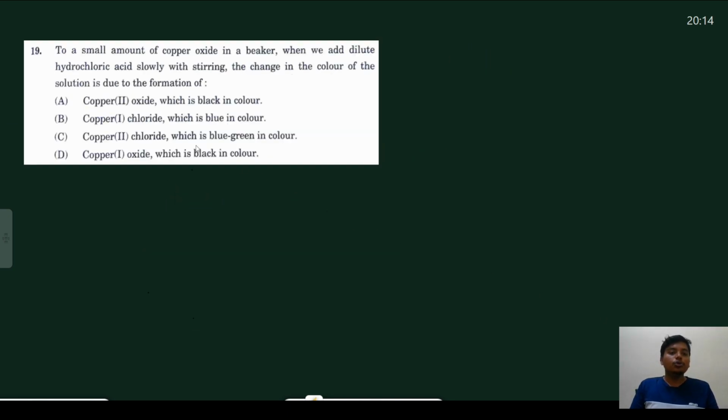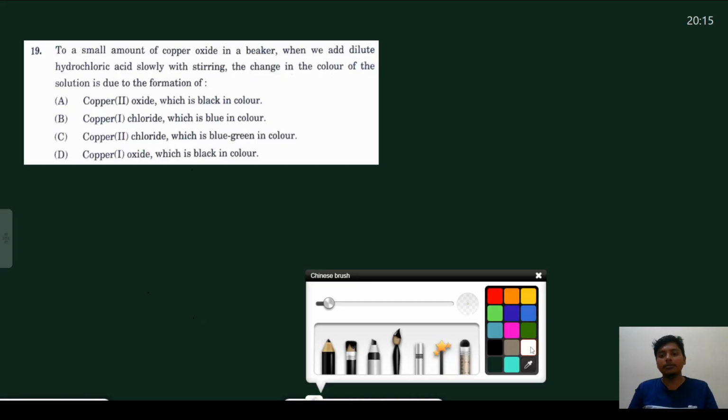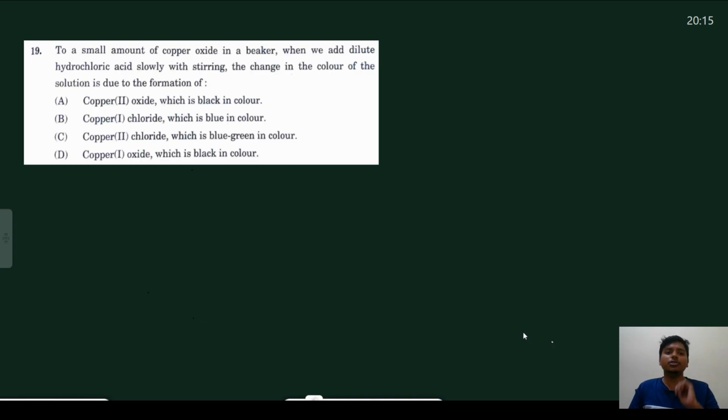Next, question 2: a small amount of copper oxide in a beaker. When we add dilute hydrochloric acid slowly with stirring, the change in the color of the solution is due to the formation of what? Very simple. When this kind of question comes, first you write the reaction and you will understand easily. Copper oxide is there, and you react it with HCl.